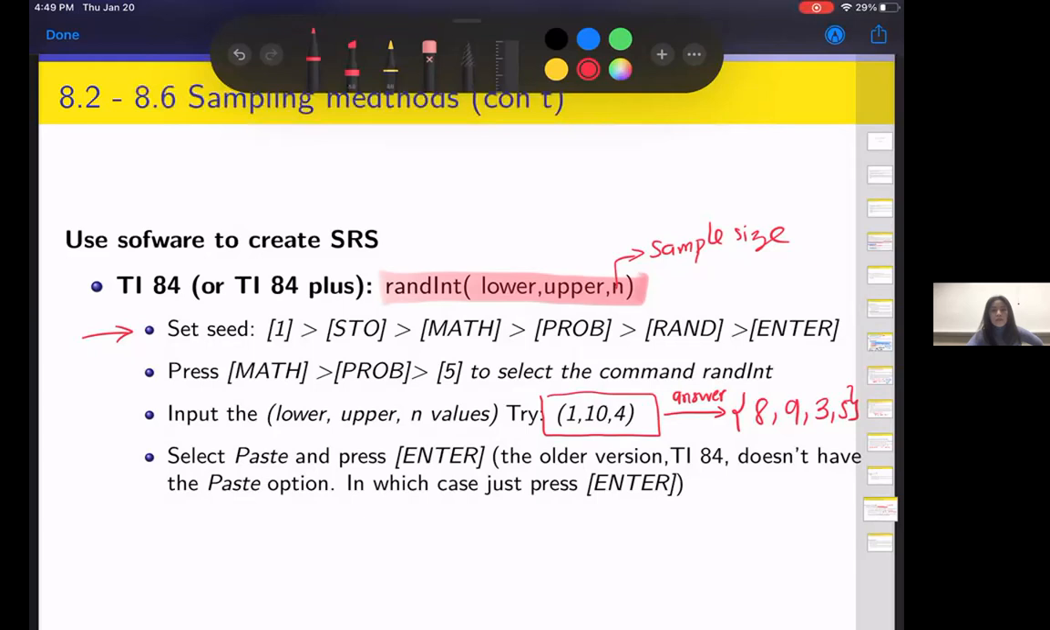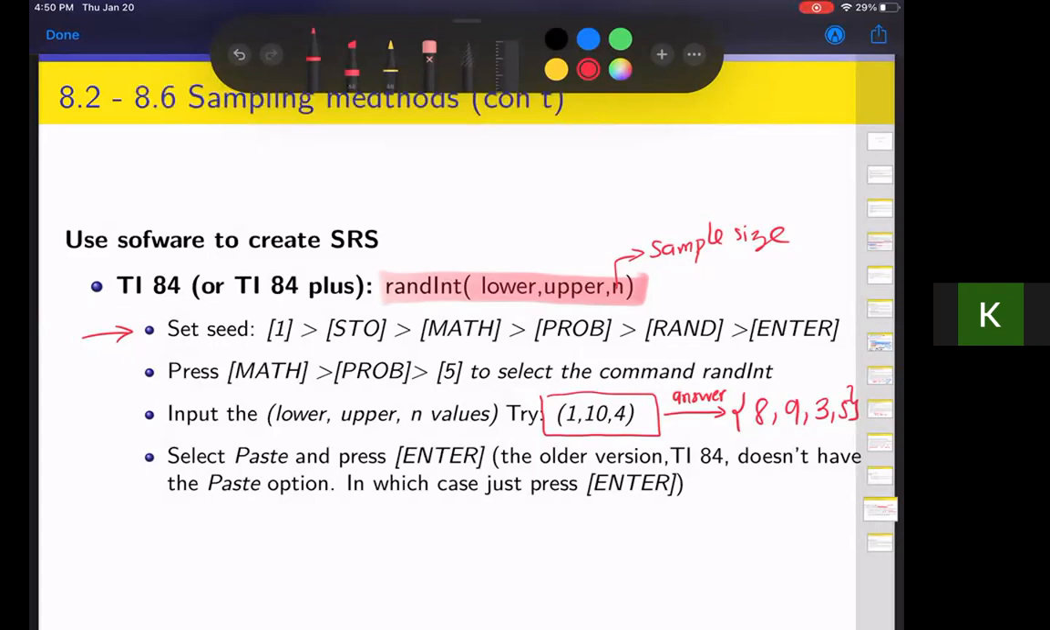When you say n values, do you put in 1, 10, or 4? Do you just put how many values there are? So 1 is the lower value and 10 is the highest value, the upper. You tell the calculator to go from 1 to 10: 1, 2, 3, 4, 5, 6, 7, 8, 9, 10. And the number 4 is the sample size. You want the calculator to pick 4 numbers from 1 to 10. Does that make sense? Yes, I actually got it now. Okay, good. So it's 8, 9, 3, 5.